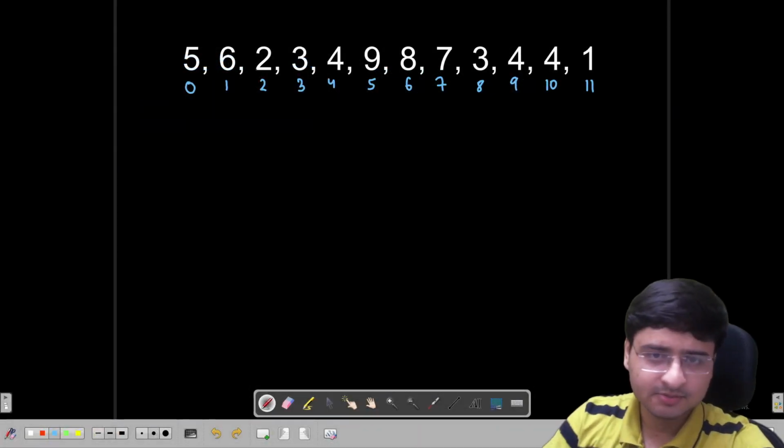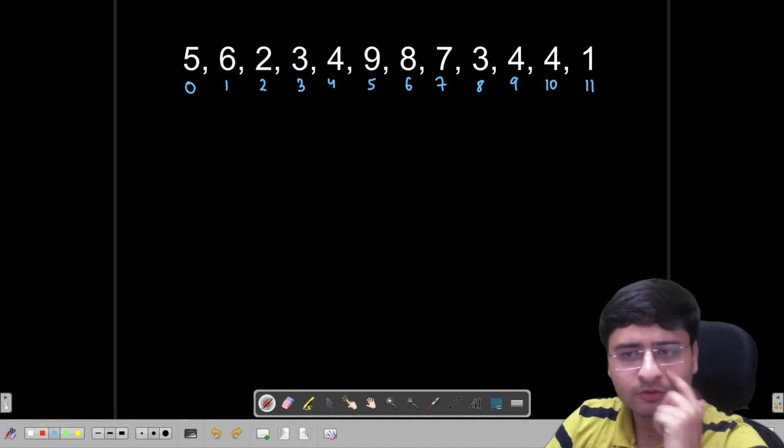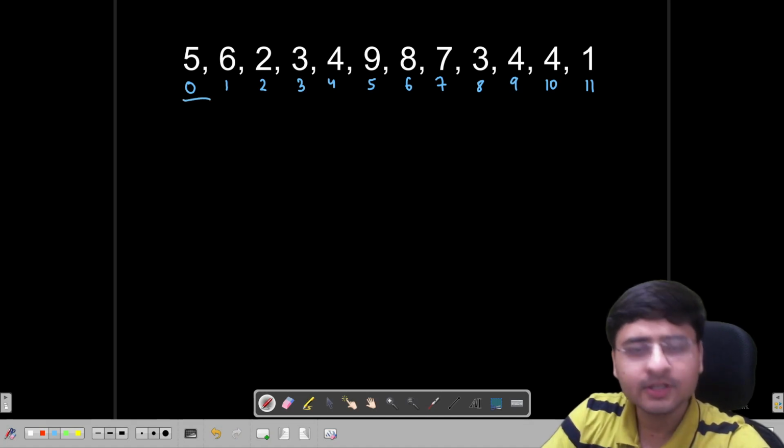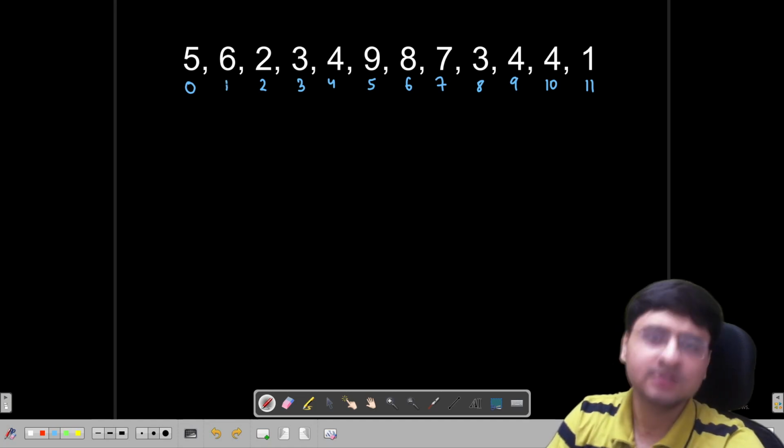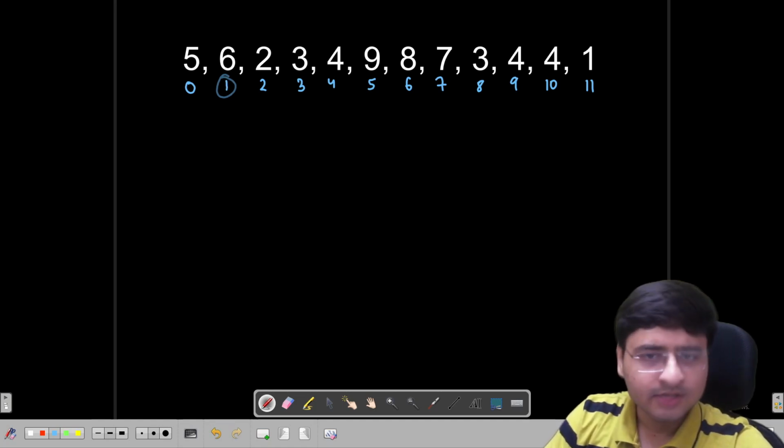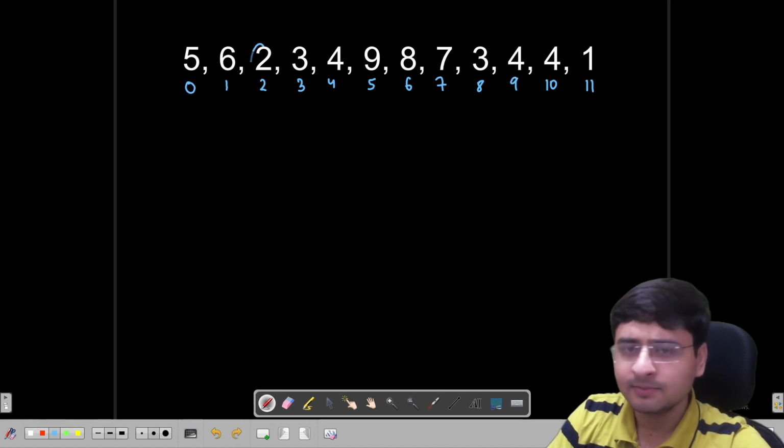What we have here is basically the prices of the stock on these days. So this is the 0th day, the price of the stock is 5. You can say rupees, dollars, whatever unit, whatever currency you use. On the 1st day the price is 6, on the 2nd day the price is 2, on the 3rd day the price is 3, and so on.